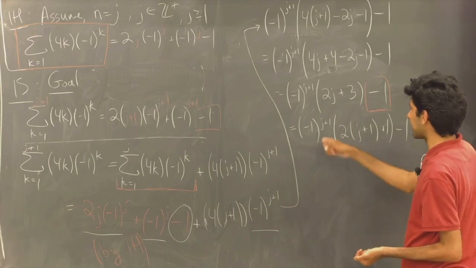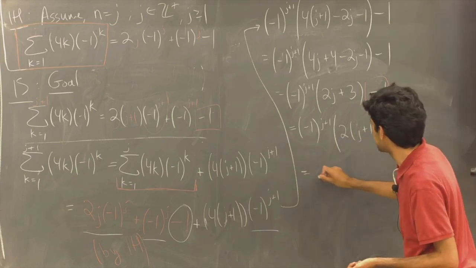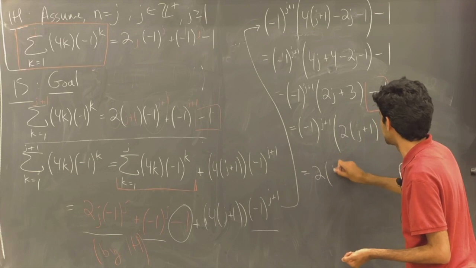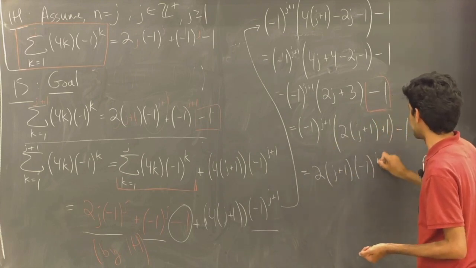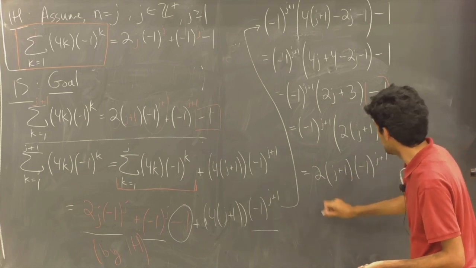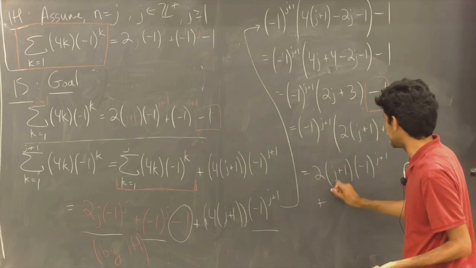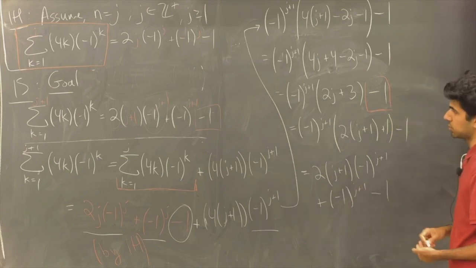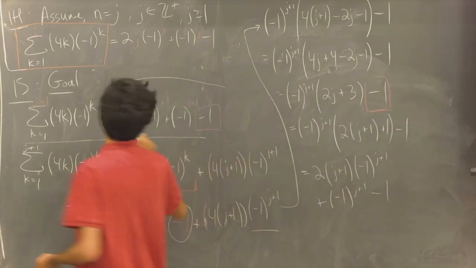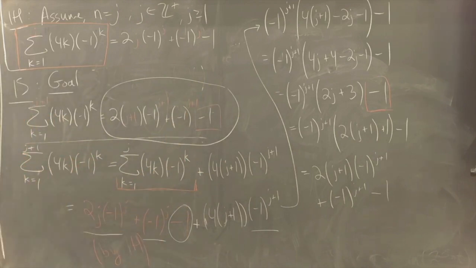Now let me factor this into these terms. 2j plus 1 times negative 1 to the j plus 1 plus 1 times that is negative 1 to the j plus 1 minus 1. And that's what we have here. That's the proof by induction.